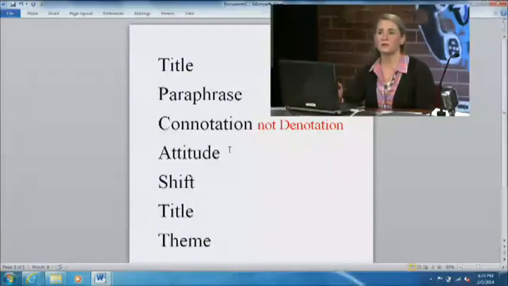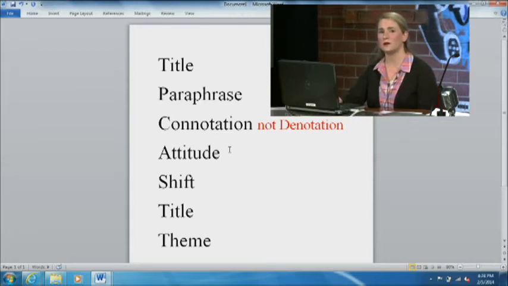Poets love to use figurative language. The A stands for attitude. You're looking for the speaker's attitude, not the poet's, because you probably don't know what he or she was thinking, but the attitude or the mood or tone that you're getting as you're reading this poem.